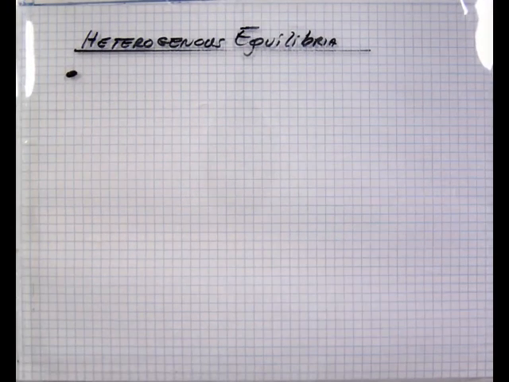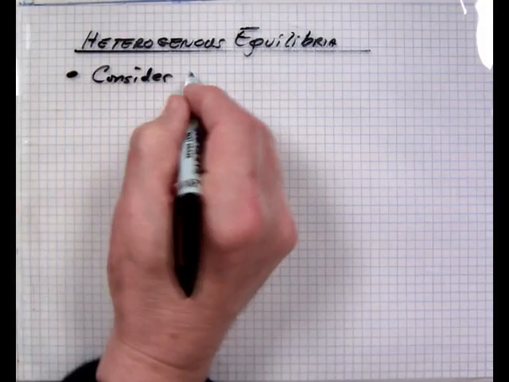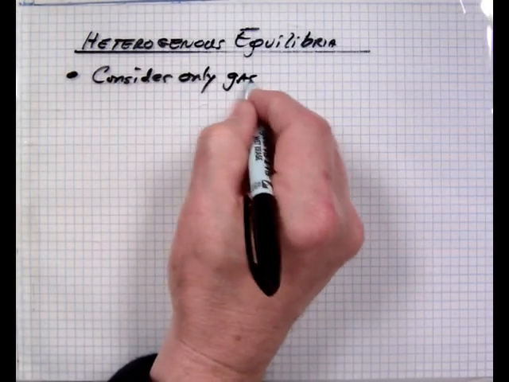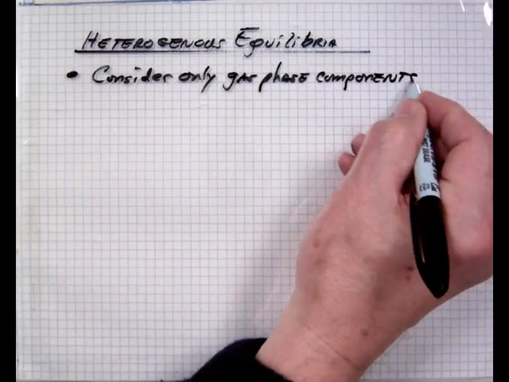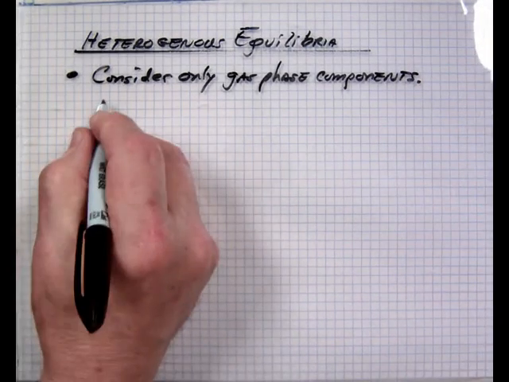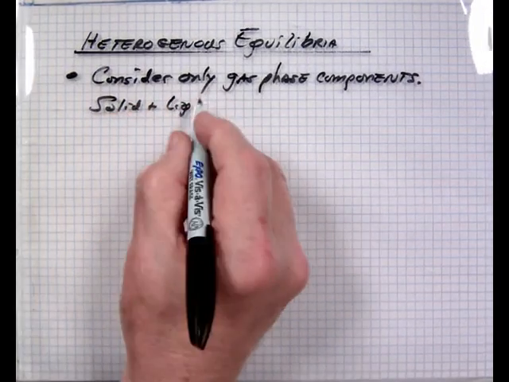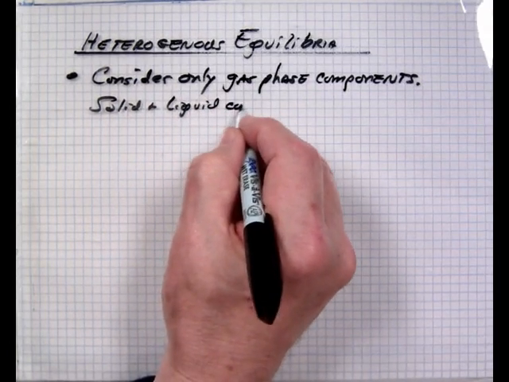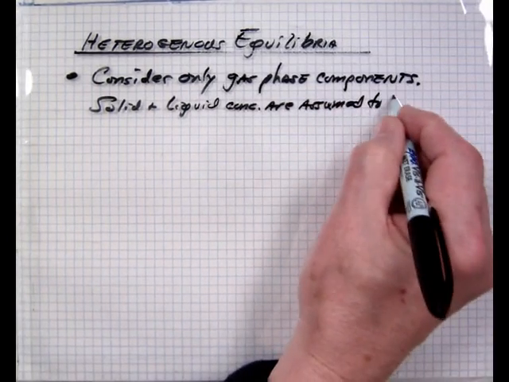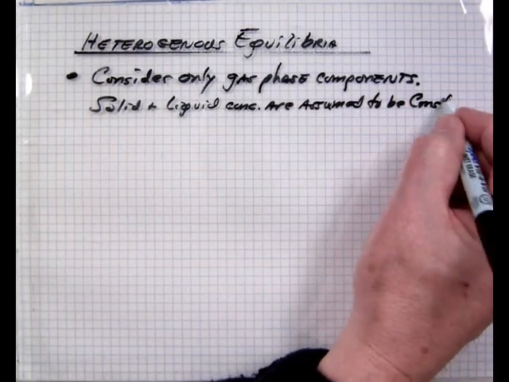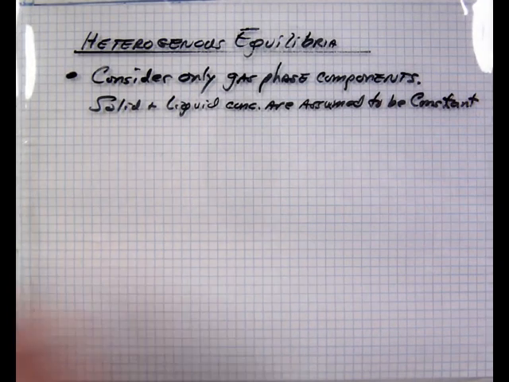Solid and liquid concentrations are assumed to be constant. Three examples I have here.